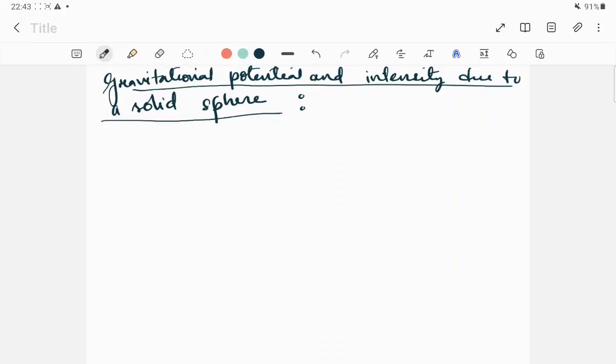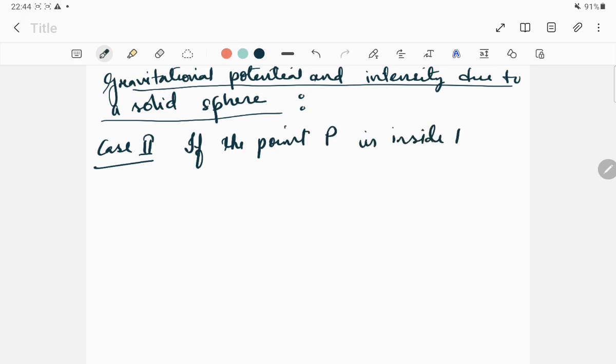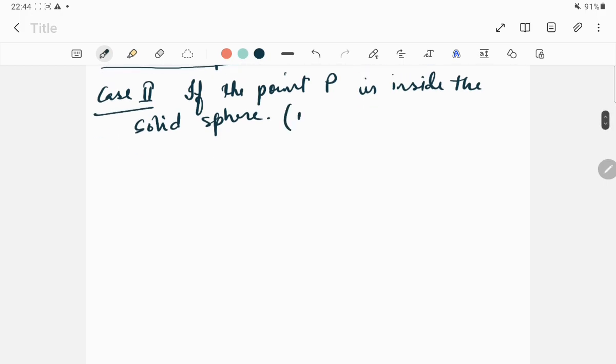If you are following from the previous video lecture, we have finished case 1. Now we will move to case 2. So what is case 2? Case 2 is if the point P is inside the solid sphere. Okay, so that means small r is going to be less than capital R.